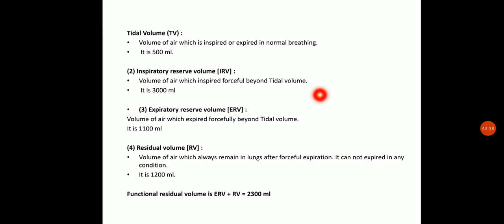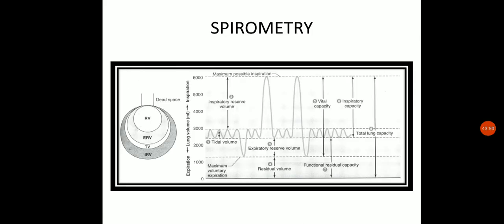What is tidal volume? Tidal volume is the total volume of air which is inspired or expired in normal breathing. It is around 500 ml. So here you can see this is the zero, or we can say this is normal, and this is the tidal volume, that is 500. This small wave is called tidal volume.